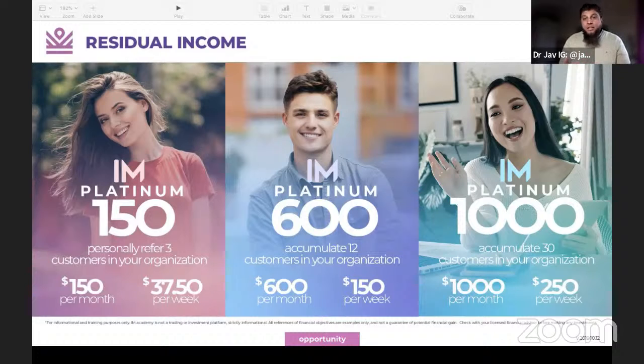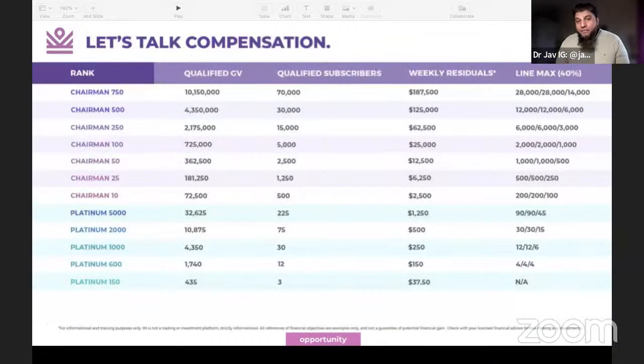Now, the great news is that you don't have to recommend all those people yourself. For example, for the Platinum 1000 qualification, even if you recommend just 3 people and they are able to recommend additional people, and your collective organization is at least 30 people, then you will qualify for that $1,000 a month earnings. And this goes up to $750,000 every single month as a chairman, 750. And currently we have people within our organization, within our academy, our mentorship program, that are making more than $750,000 every single month.